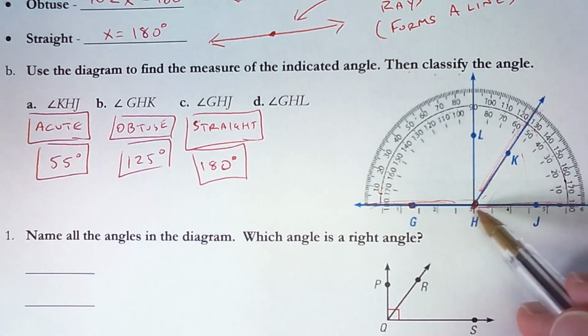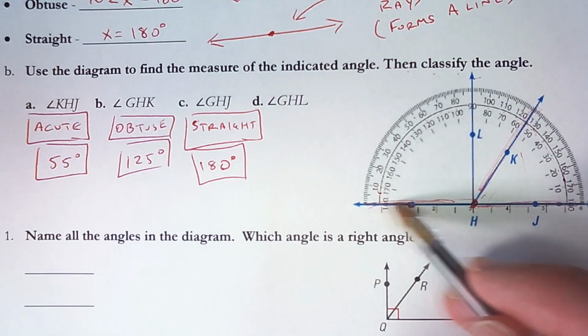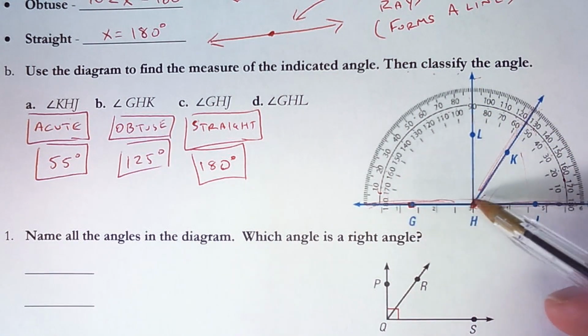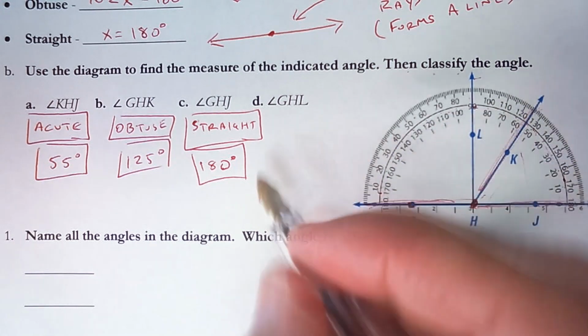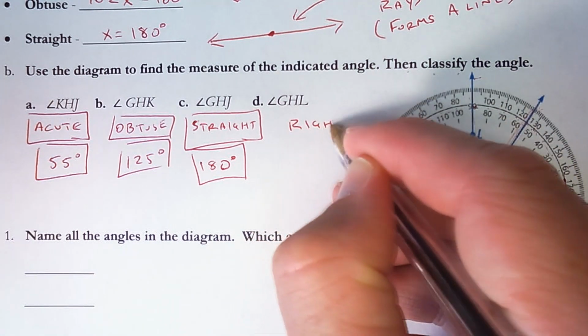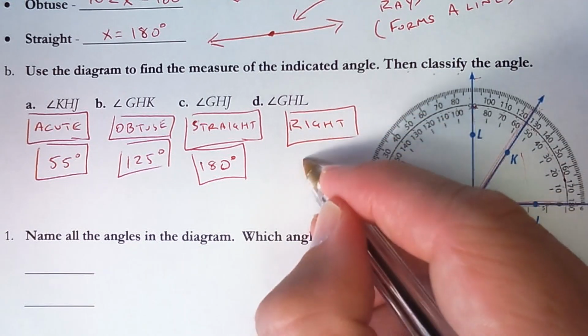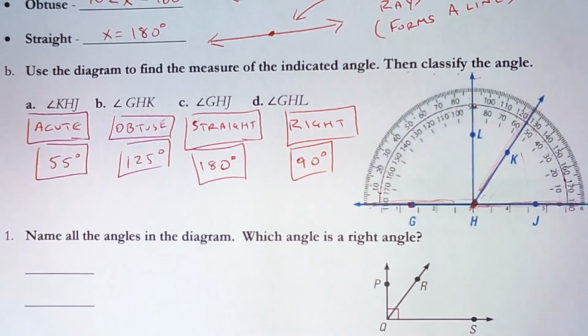Angle GHL. That looks like it's right there at 90. So it goes from 0 to 90. That is a right angle. It is 90 degrees.